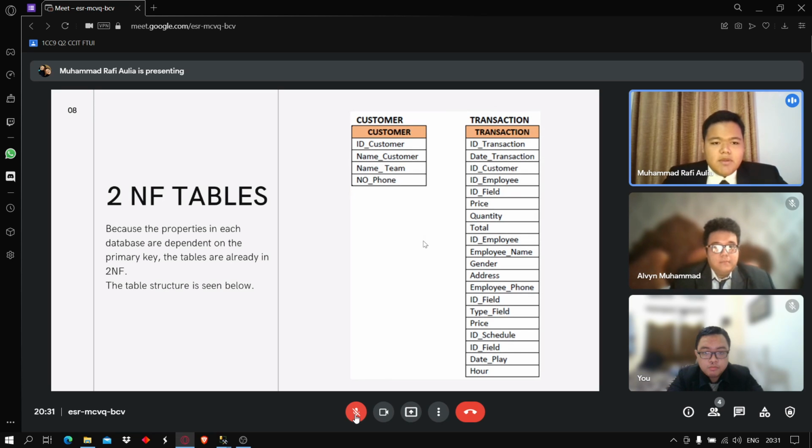Okay, so this is the second NF tables. Because the properties in each table depend on the primary key, the tables are already in second NF. The table structure is seen below, the customer and then the transaction, such as ID customer, name team, and number phone, etc.